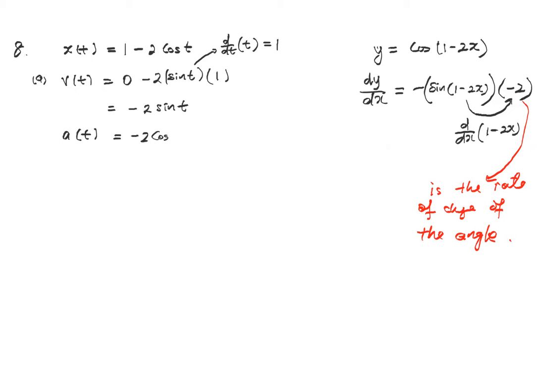Who told me just now? Yeah, you are right. Negative sin. Negative sin. You are right. You can point it out to me. 2 negative sin t. Okay. So this is positive. So when you differentiate sin, you get cos. Correct?